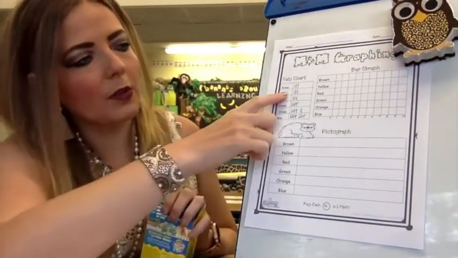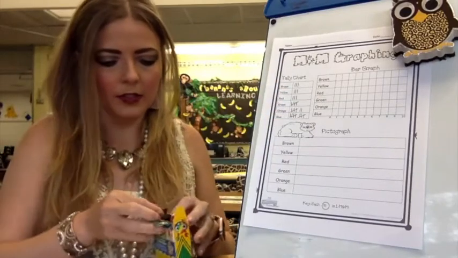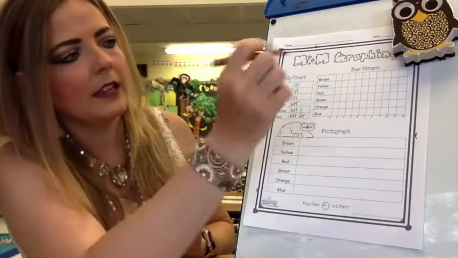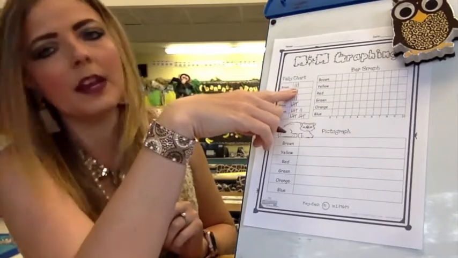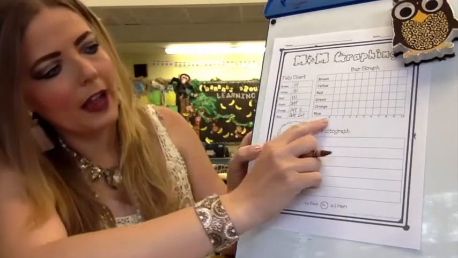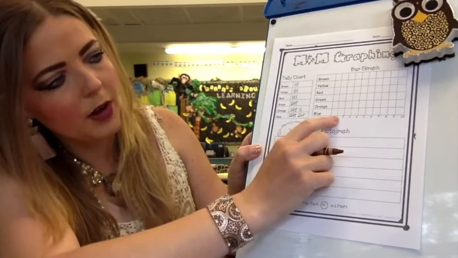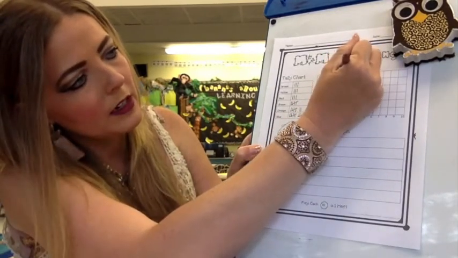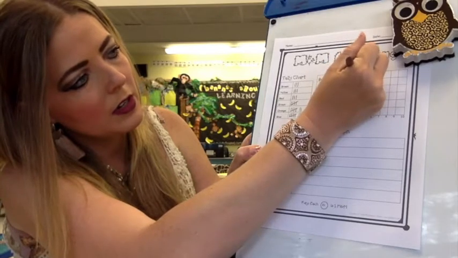So the first color we had was brown. So I'm going to get out a brown crayon, and it says that we had 3 browns. So I look over here, each box is worth 1, so I'm going to go 1, 2, 3.